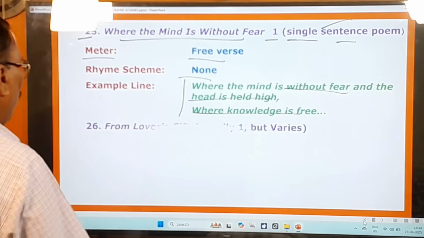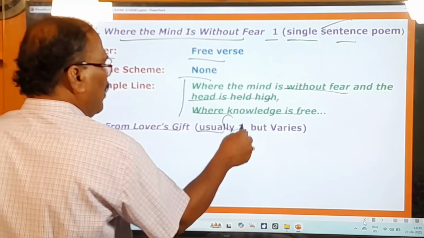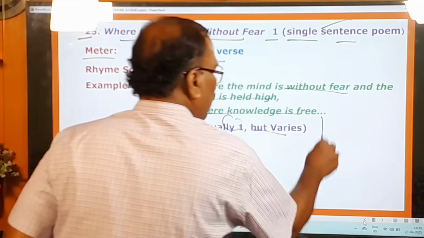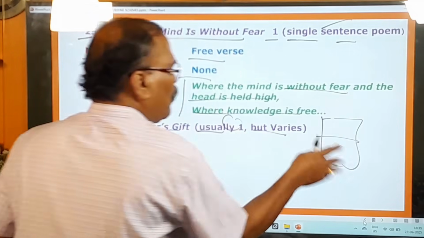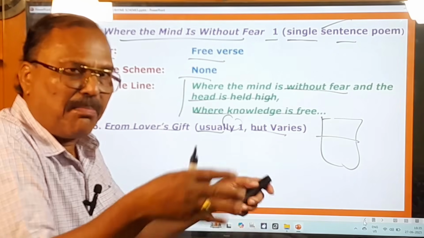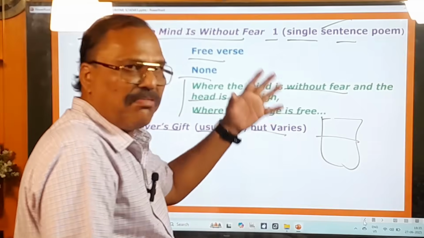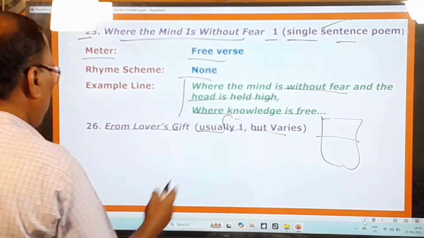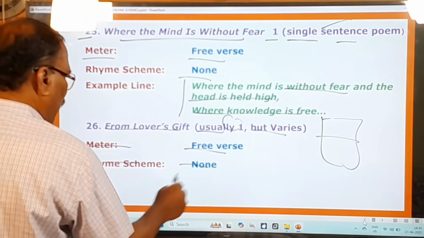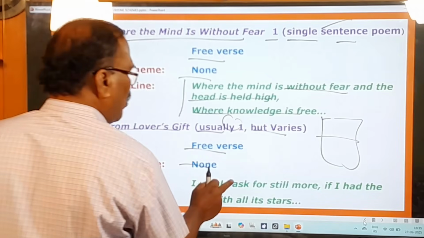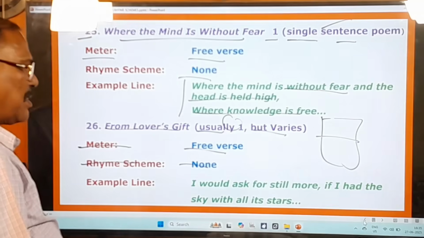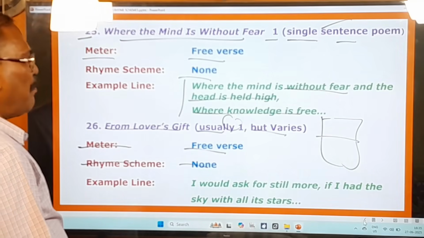Go to the next poem, Lover's Gift. Usually one stanza, but it varies. Sometimes, if it is broken into 2, then 2 stanzas will be there. Some people have broken it into 2 pieces, and some people have read it as a single poem. It varies. Here you pay attention: meter is free verse, and rhyme scheme is none. One example is given here: I would ask for still more if I had the sky with all its stars. So that is that. Now you move on to other poems.